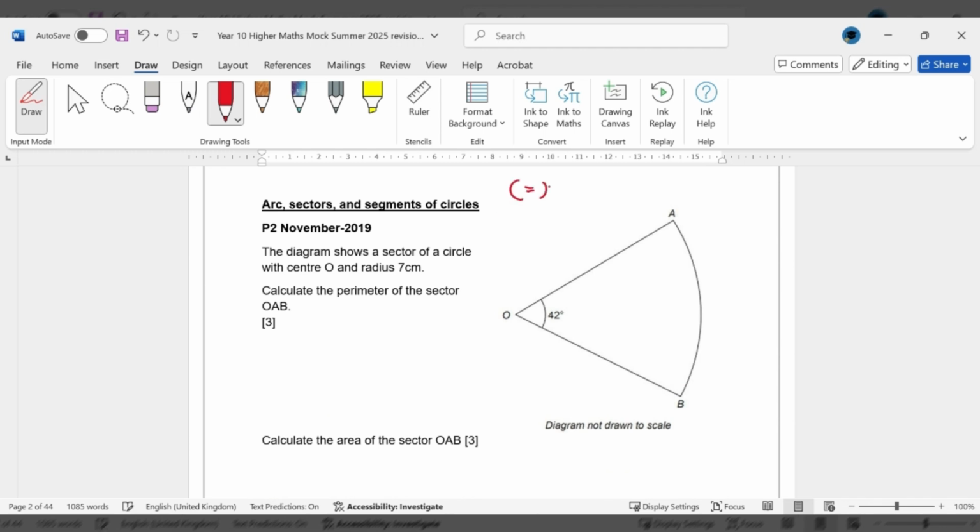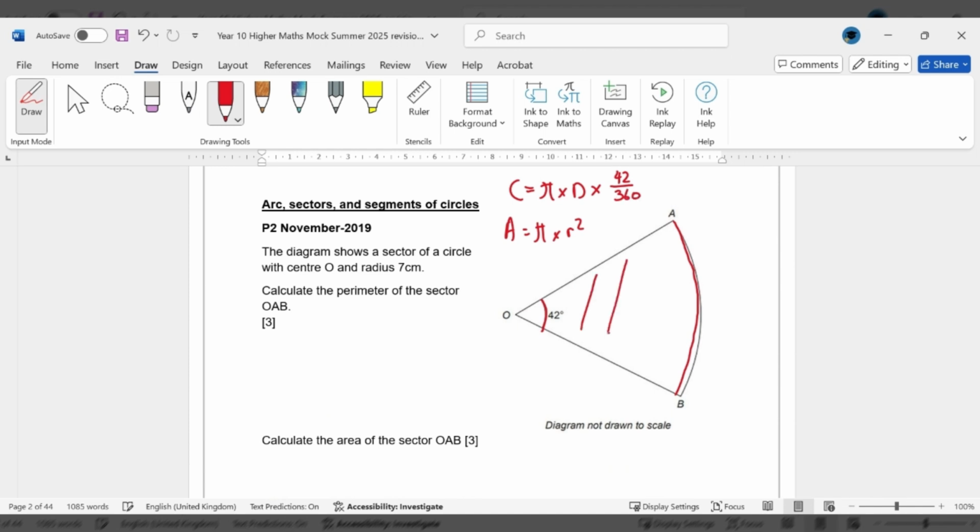Remember, the circumference of a circle is pi times the diameter, and the area of a circle is pi times the radius squared, right? However, if you wanted the length of that arc, you would have to take your circumference, which is all the way around, and times it by the fraction. Well, the fraction of the circle we're talking about here is 42 over 360.